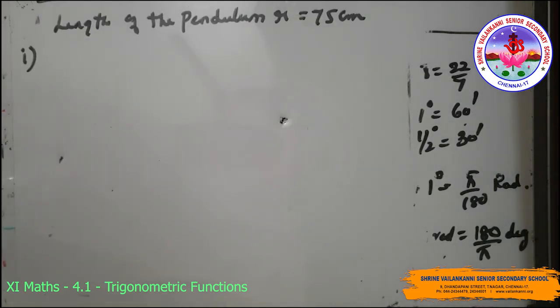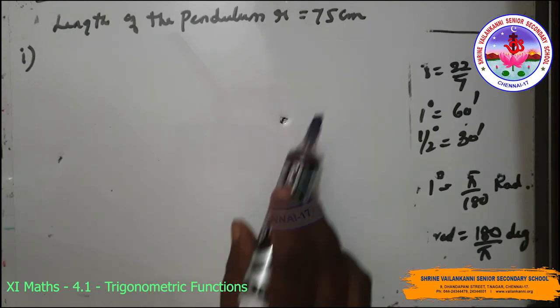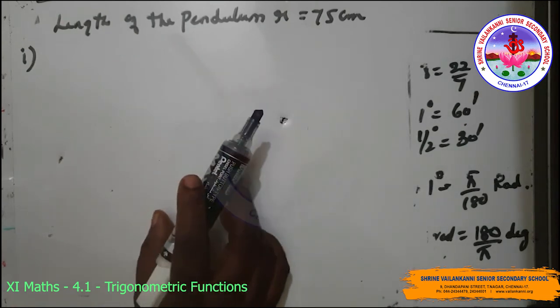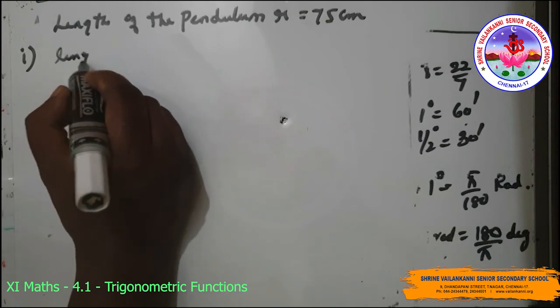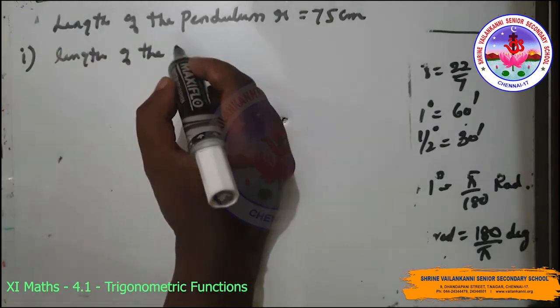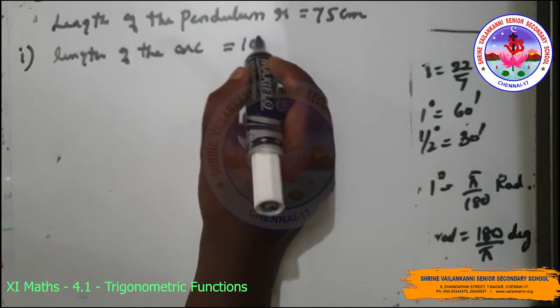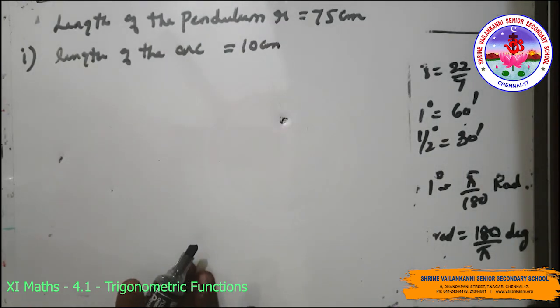Seventh one, find the angle in radian through which a pendulum swings if its length is 75 centimeter and the tip describes an arc of length. So length of the pendulum, that is the radius of the circle R, is equal to 75 centimeter, and the tip describes an arc of length, that is the length of the arc is 10 centimeter. So it's given 3 subdivisions. Length of the arc is 10 centimeter, 15 centimeter and 21 centimeter.